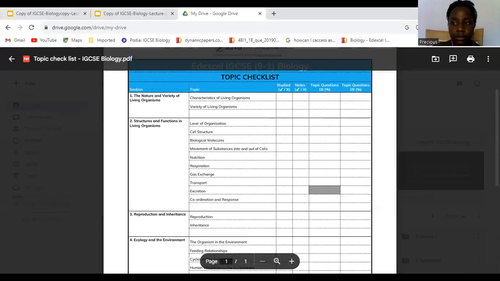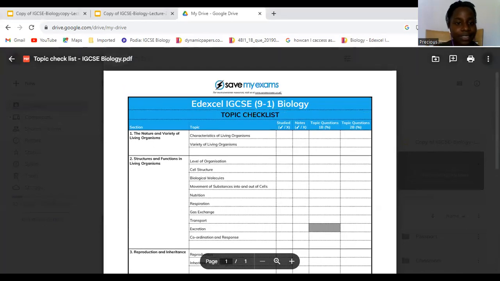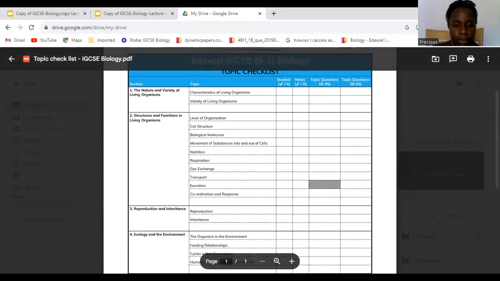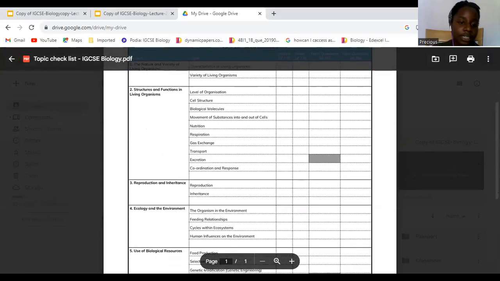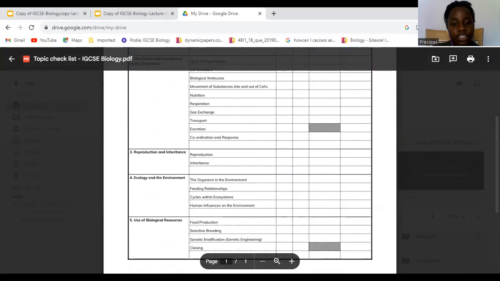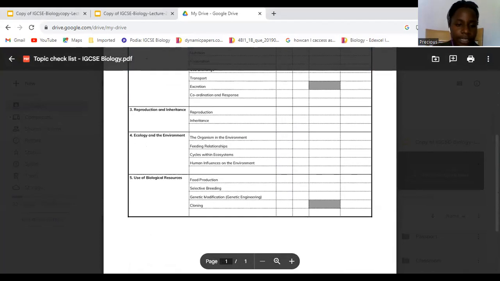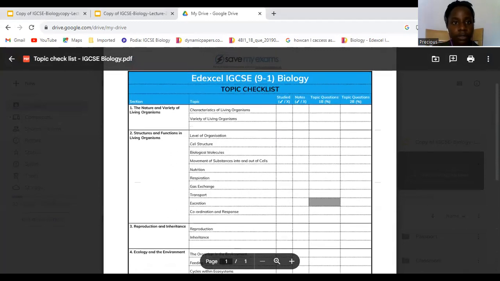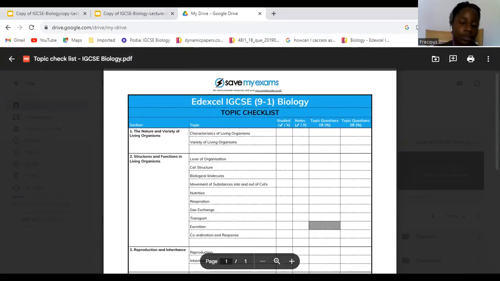So this is our little screen of work here. It's not so little. There's the nature and variety of living organisms. We're going to be going over the characteristics of living things and the different types of living things and their differentiations. We're going to talk about the structures and the functions of living things. We're going to go into reproduction and inheritance. You're going to learn a lot about mitosis and genetics. Then we're going to go into ecology and the ecosystem and the environment, and then the use of biological resources. So these are the major topics that we will be covering throughout the duration of this course.